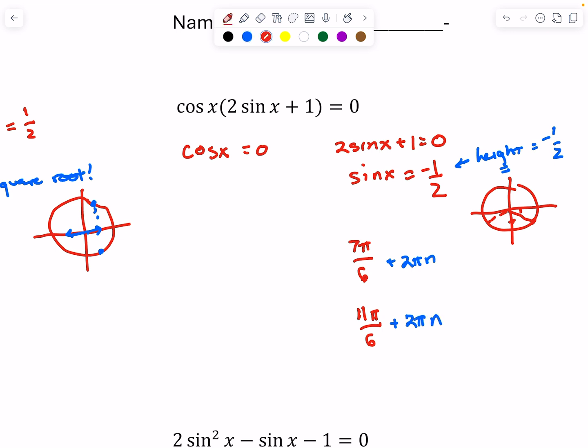Okay. Cosine is 0. When does cosine equal 0? Cosine the x coordinate. Whenever you're up or down, so at pi over 2 or 3 pi over 2.